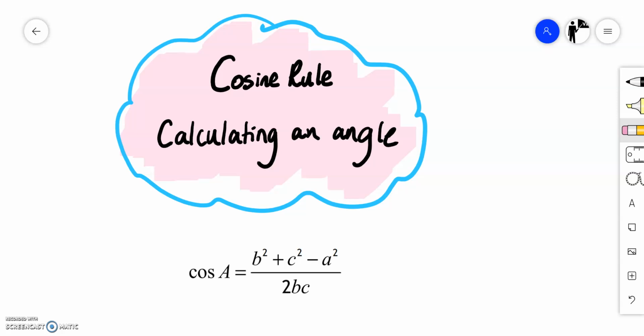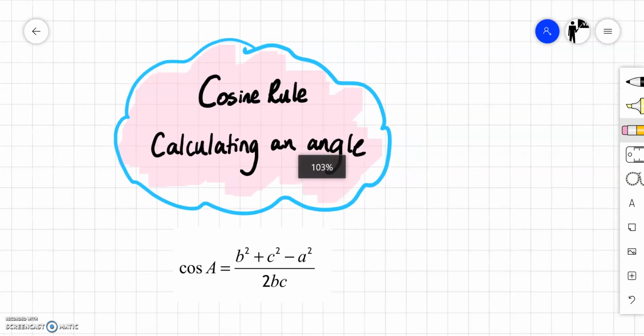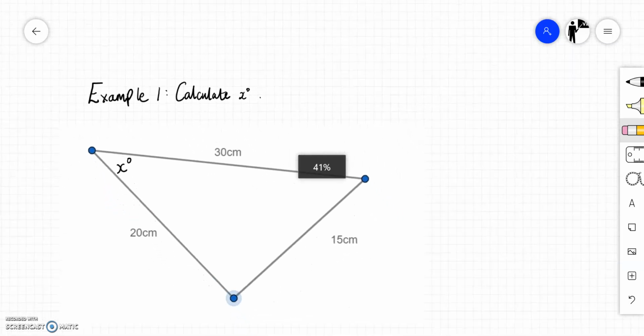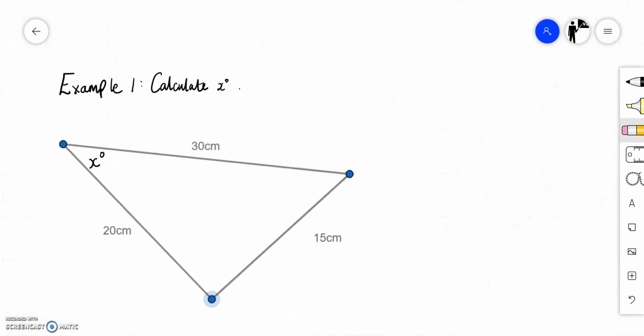Unlike the sine rule, when to use the cosine rule to calculate an angle is really straightforward to identify, because when we have a look at our example here, example 1, we know to use the cosine rule here because we know all three sides. If we want to work out an angle and we know all three sides, we use the cosine rule. In the sine rule, you would have two matching pairs of information, where one of them was unknown. But for the cosine rule, if you know all three sides to work out an angle, that's the cosine rule.